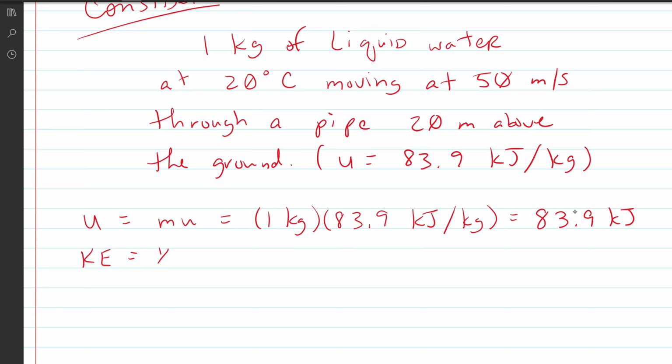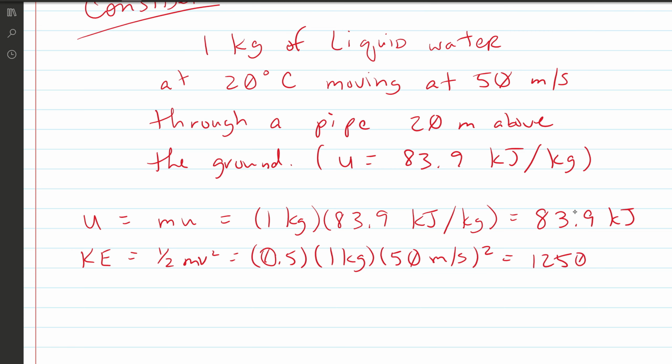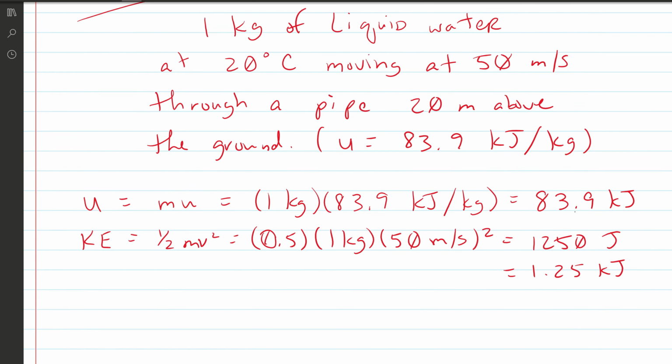KE is the 1/2 mv squared. So there we have 0.5 times 1 kilogram times 50 meters per second, and we square that. Crunch the numbers with your calculator. We get 1,250 joules, or 1.25 kilojoules.